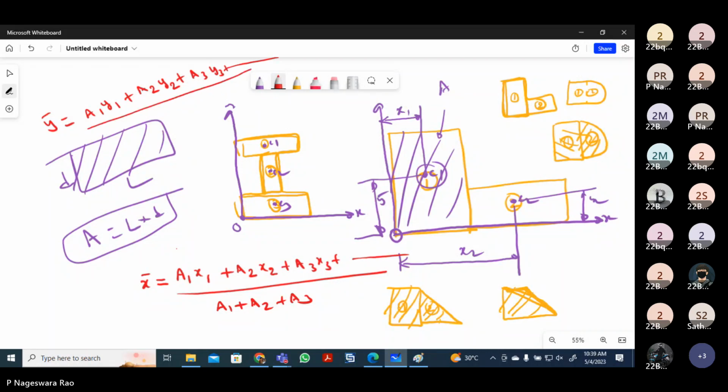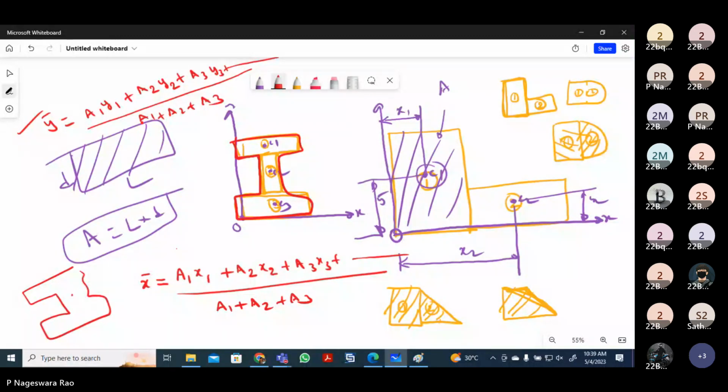However many areas you have, you have to take those areas, A1 plus A2 plus so on. So like this, by applying this formula, we can find the centroid of the composite shape. For example, for the I shape, as a composite shape, I am going to divide it into three rectangles. By using this formula, I am going to measure the centroid of the I shape.